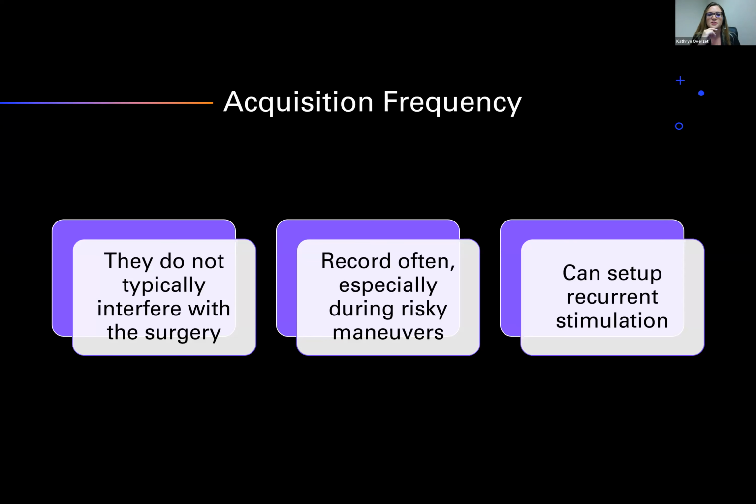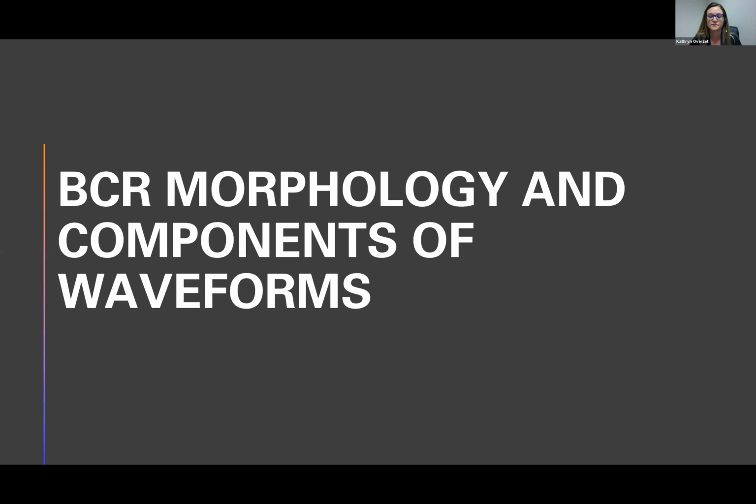The acquisition frequency: this is probably one of the biggest benefits to running the BCR recordings, is that they don't typically interfere with the surgery, and you are able to record them very often. So you can run them almost continuously, especially during risky surgical maneuvers. The great thing is these are monitoring both sensory and motor pathways. So it's a really great alternative to switching back and forth between running your motor evoked potentials and your sensory evoked potentials. And you can also set up recurrent stimulation.